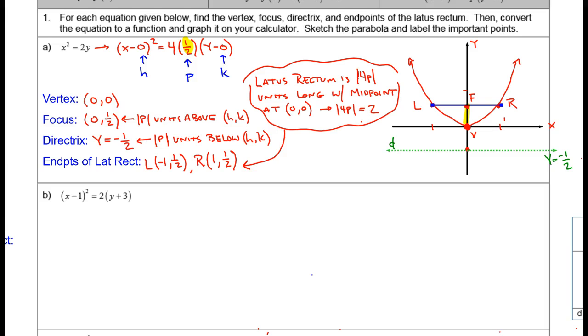Folks, I spoke too soon. There's one last thing I have to do in this example. Don't forget to convert the equation to a function. So I need to make this x squared equals 2y look like y equals. And I simply do that by dividing both sides by 2. So y equals 1/2 x squared. And that is the equation of our parabola written as a function. All right, now we can move on to this next example.